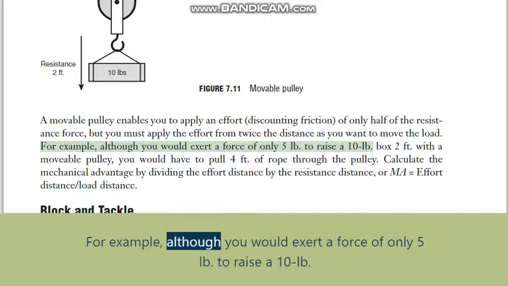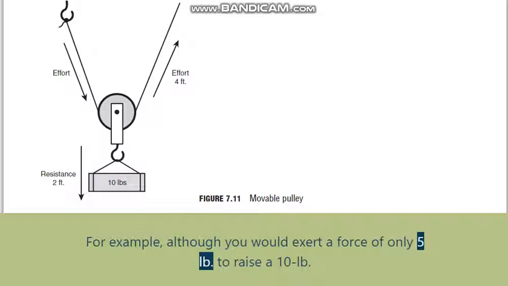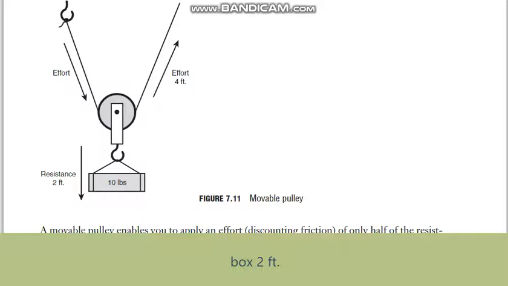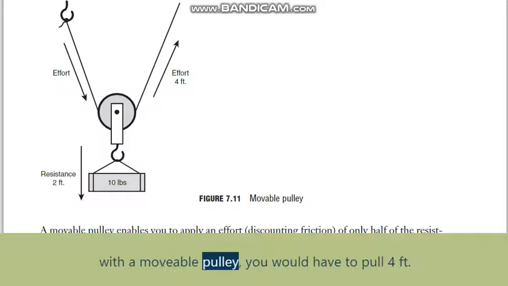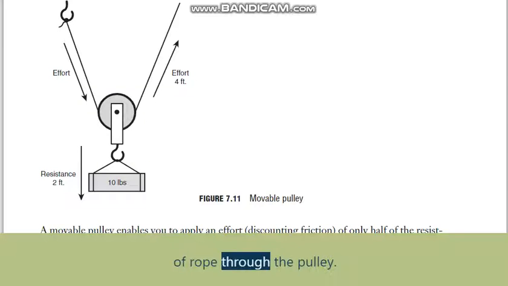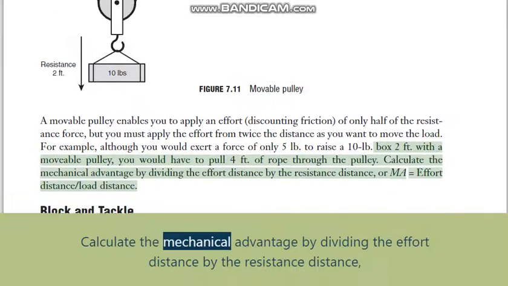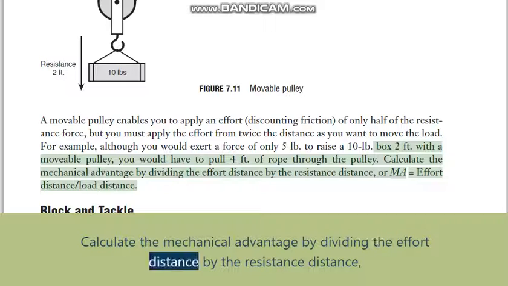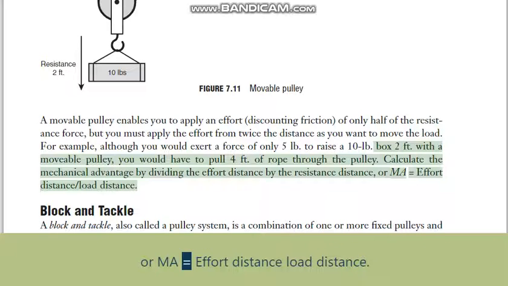For example, although you would exert a force of only 5 pounds to raise a 10 pound box 2 feet with a movable pulley, you would have to pull 4 feet of rope through the pulley. Calculate the mechanical advantage by dividing the effort distance by the resistance distance, or MA equals effort distance over load distance.